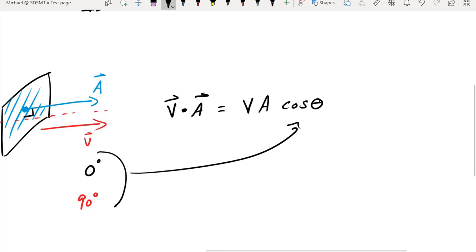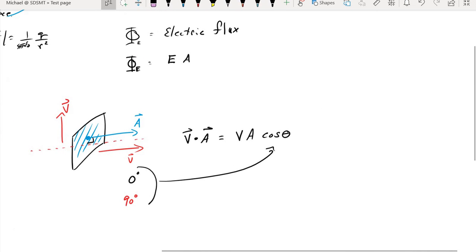Together, the only way to get that to work is to use cosine, and that's what the dot product utilizes. And so not only will we need to use a dot product for the airflow analogy, but we would also need to use a dot product for the electric flux analogy.